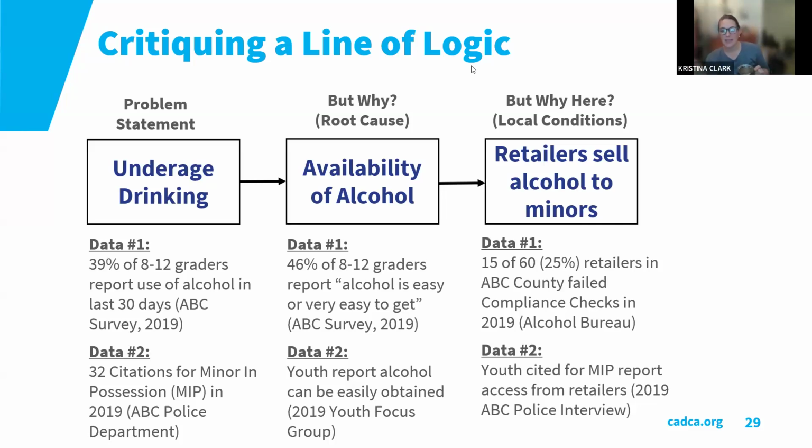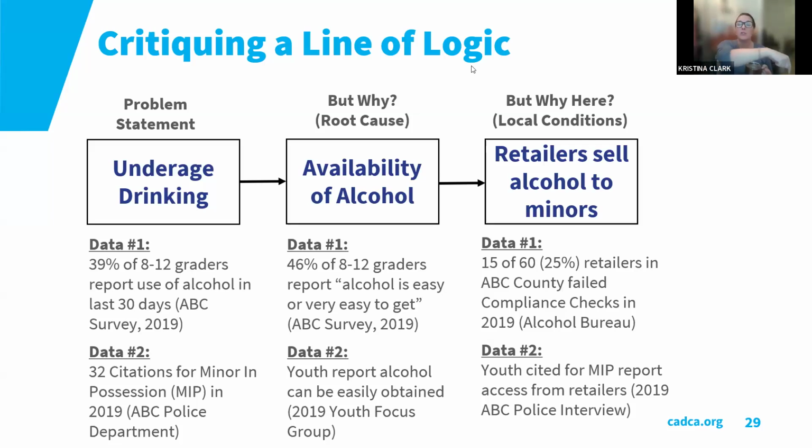And then we do the same thing with availability of alcohol. 46% of 8th through 12th graders report alcohol is easy to get. That tells me that we're having an availability issue. And the second one says youth report alcohol can be easily obtained. That comes from the focus group. Both of those say availability is an issue. And then finally, we're saying, but why here? Retailers are selling alcohol to minors. So 15 of the 60, 25% of retailers failed compliance checks. So that tells me, yes, retailers are selling.